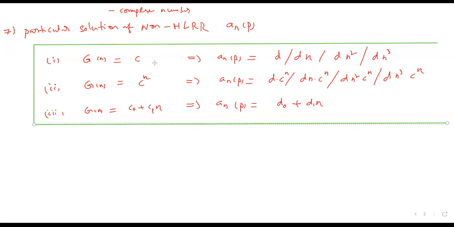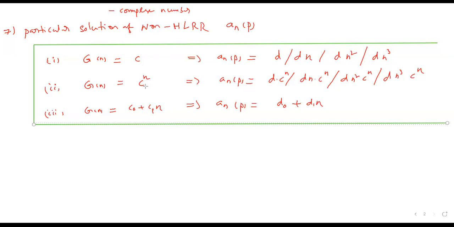Gn is the constant C. Immediately you can take an of p equals D, suppose D satisfies the given recurrence relation. Otherwise, you can take Dn. If Dn does not satisfy, then immediately you can take Dn square. After that, Dn cube power.